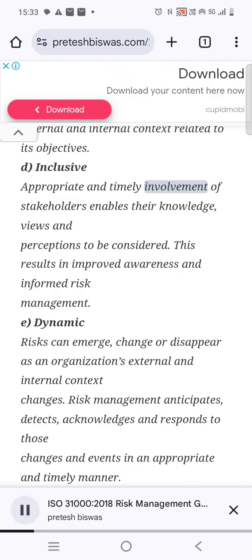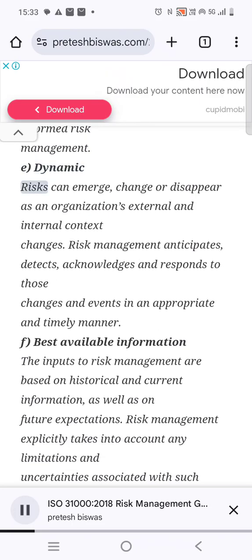Appropriate and timely involvement of stakeholders enables their knowledge, views, and perceptions to be considered. This results in improved awareness and informed risk management. E. Dynamic. Risks can emerge, change, or disappear as an organization's external and internal context changes. Risk management anticipates, detects, acknowledges, and responds to those changes and events in an appropriate and timely manner.